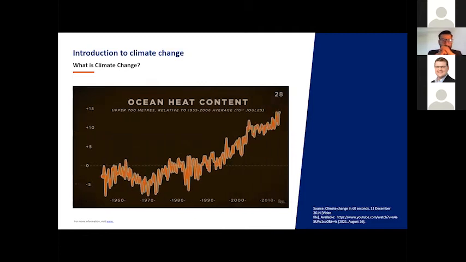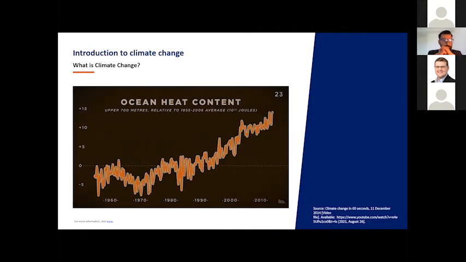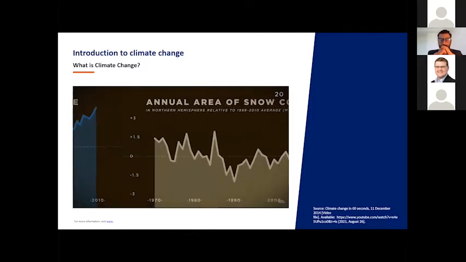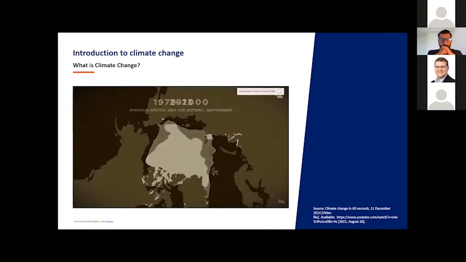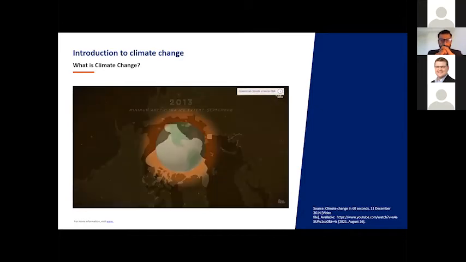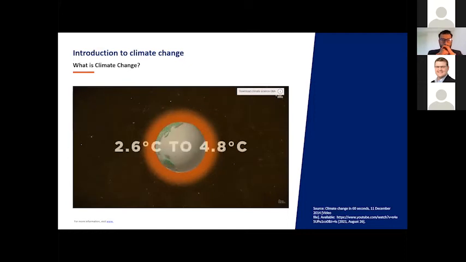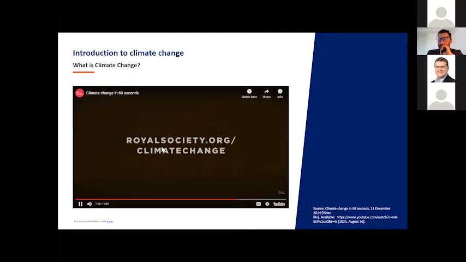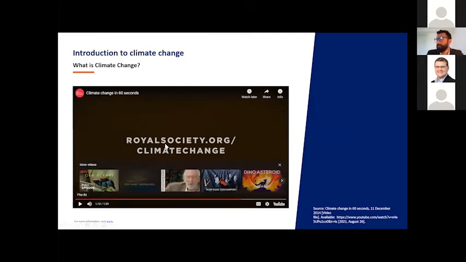Other changes to the climate in recent decades can be seen in the warming of the oceans, a rise in sea level, decreasing snow and ice cover in the northern hemisphere, and a decline in sea ice in the Arctic. If emissions continue unchecked, then further warming of 2.6 to 4.8 degrees Celsius would be expected by the end of this century. Even at the low end, this would have serious implications for human societies and the natural world. For more information about climate change from leading science academies, please visit royalsociety.org.